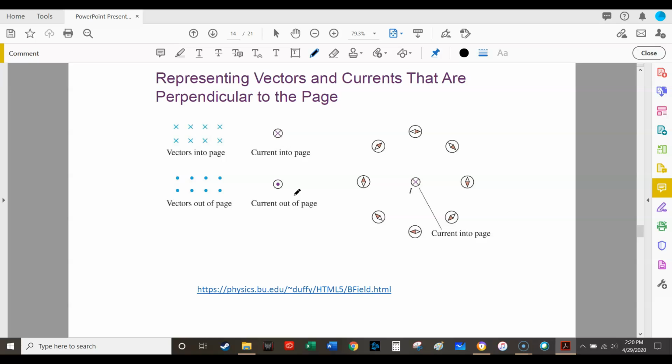So let's take a look at a current carrying wire, and let's take a look at the direction of the magnetic field around a current carrying wire. And here it's going to be showing a current into the page. So that means I'm pointing my thumb into my screen right now, and my fingers are kind of curling around in this direction. So this is going to be a clockwise magnetic field.